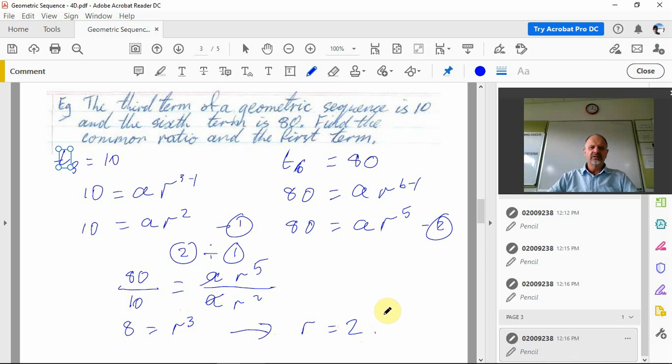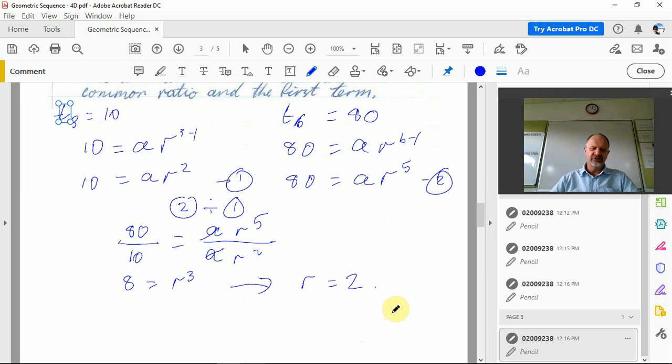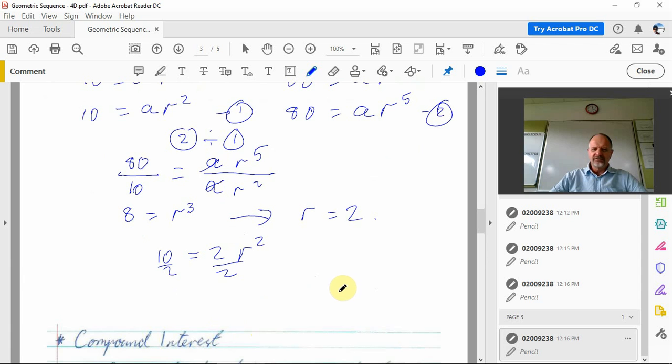And then we need to know what the first term is, which is a, and so now we can just go and substitute in. I'm going to choose equation 1, doesn't matter which one we do. So I know that 10 equals 2r squared, divide by 2, divide by 2. So 5 is r squared. And where are we? Yep, that's right.